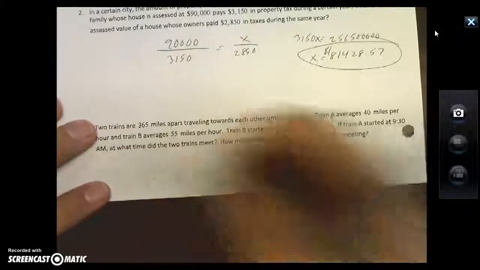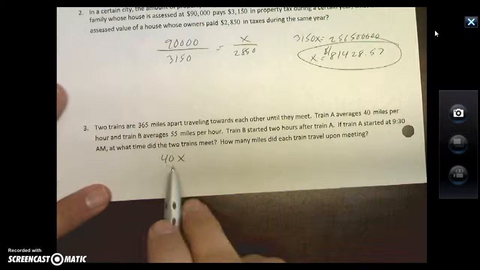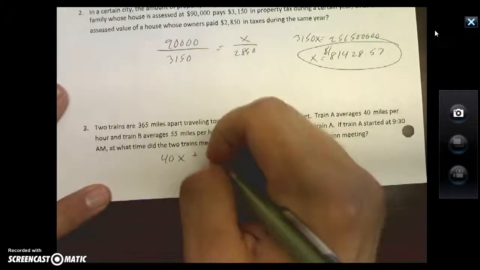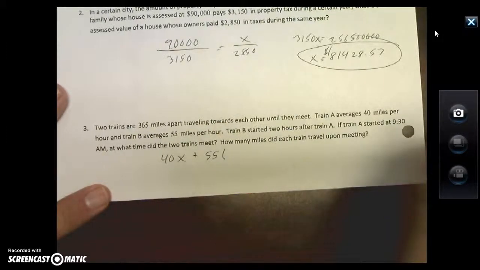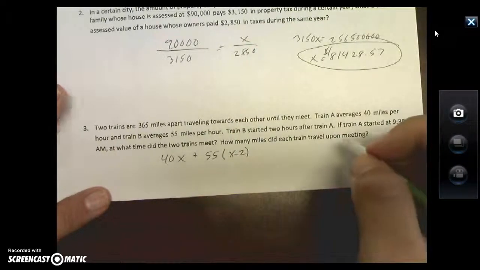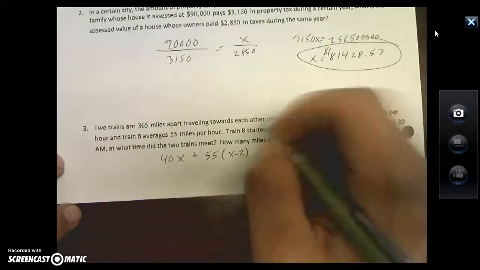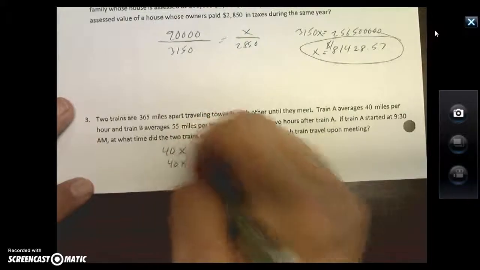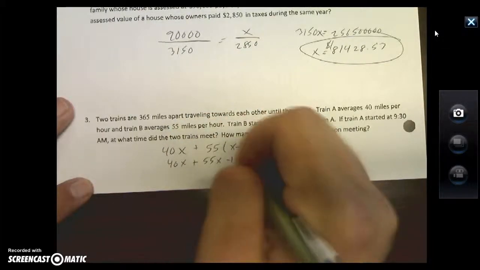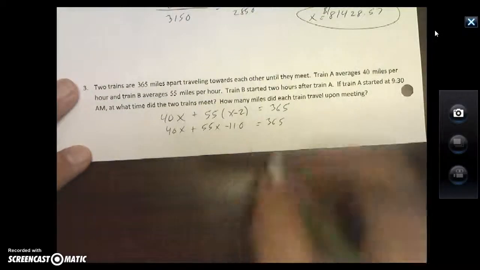So train A is 40 miles per hour, so I'm going to call that 40 times x, how many hours it travels. And train B traveled at 55 miles per hour, but it was 2 hours less. So I'm going to write out the expression x minus 2. It's 2 hours less. And I know total they traveled 365 miles. So let's solve this equation to get how many hours total that was going on here.